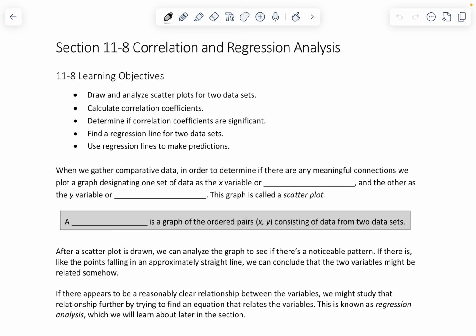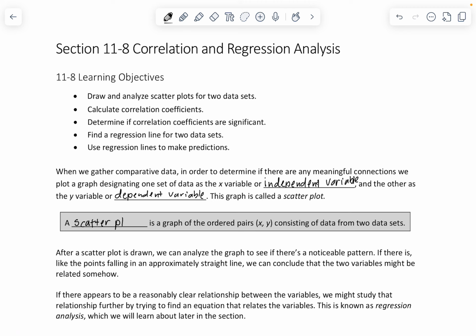When we gather comparative data in order to determine if there are any meaningful connections, we can begin by plotting a graph, designating one set of data as the X variable, also referred to as the independent variable. And the other as the Y variable, also referred to as the dependent variable. This graph is called a scatter plot. A scatter plot is a graph of the ordered pairs X and Y consisting of data from two data sets.